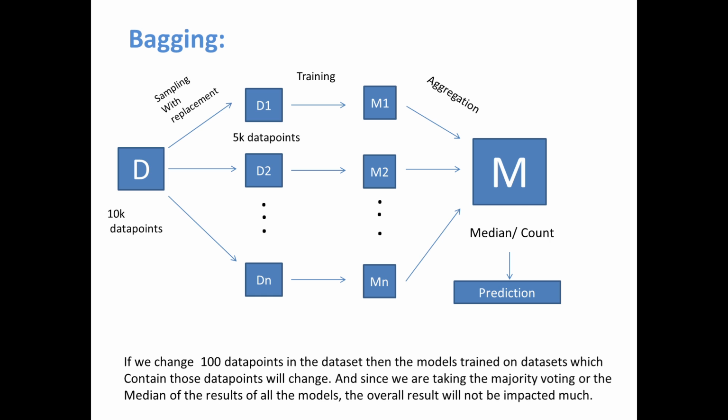And suppose now we change a few, like 100, data points in the dataset. Then the models which were trained on the datasets which contained these 100 points will also change, right? But since we are taking the aggregation of all the models, the meta model will not be impacted much. Let's see how. Let's take an example.